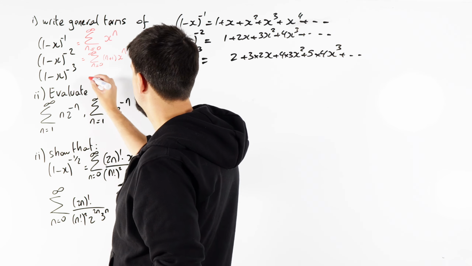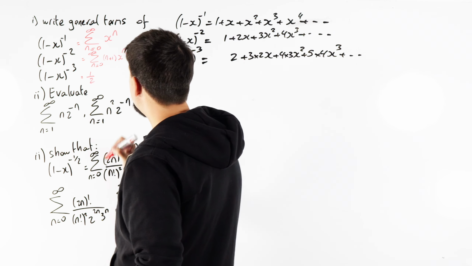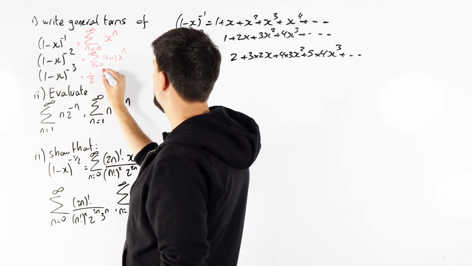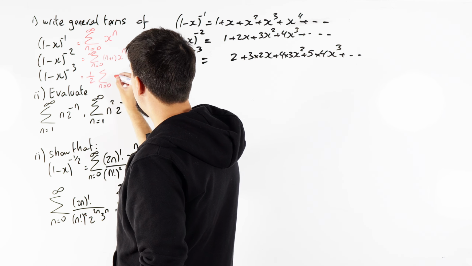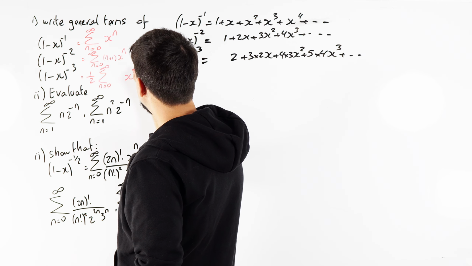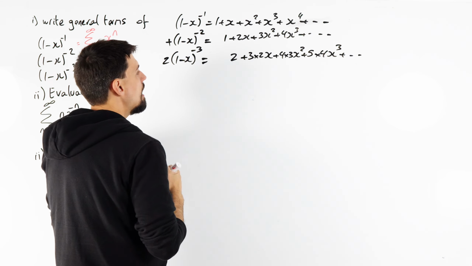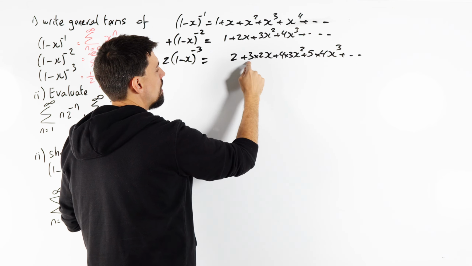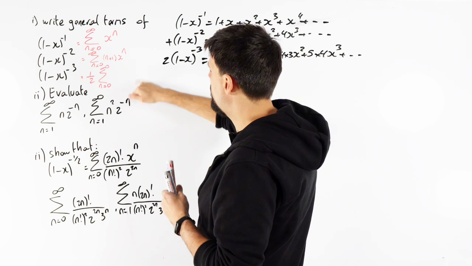Well, so let's divide by 2. We get the 1/2, we get the sum, n is 0 to infinity, something to do with x to the n. Now, what goes in front of it? Well, again, n plus 1, n plus 2. We're going to need a bit more space here.